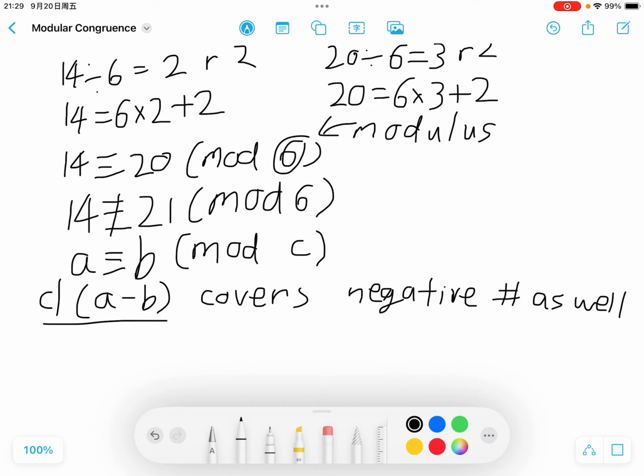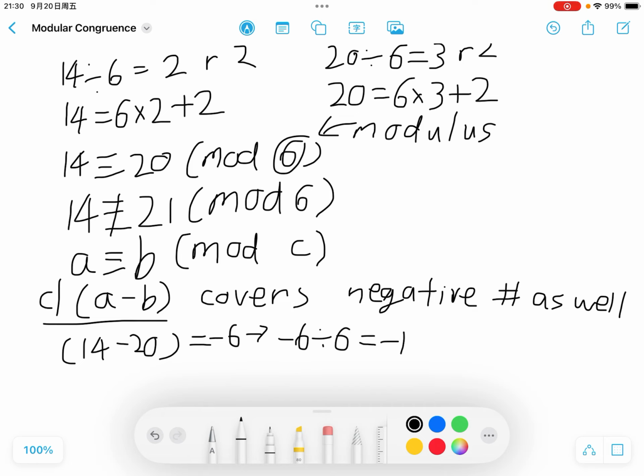Okay, so let's come up with an example. Let's still use the 20 and 14 divided by 6 one. This means that we want to know 20 minus 14, or actually in this case 14 minus 20, because here A is 14 and B is 20. Is 14 minus 20 divisible by 6? 14 minus 20 is negative 6. Negative 6 divided by 6 is equal to negative 1.